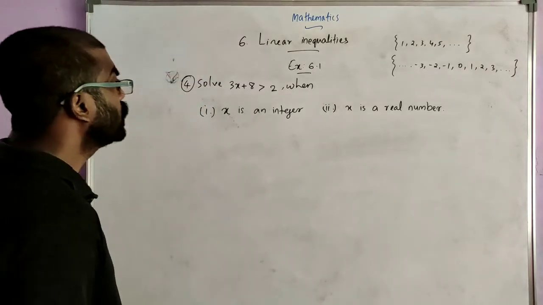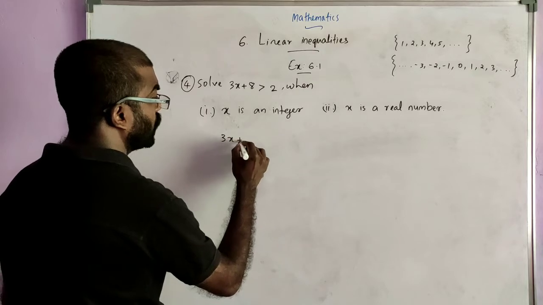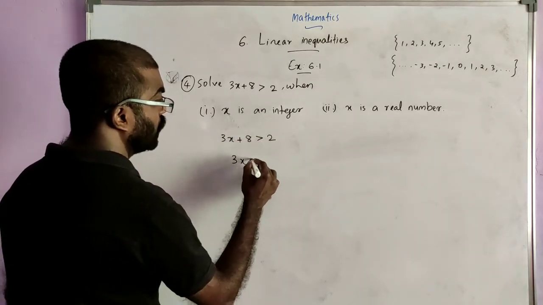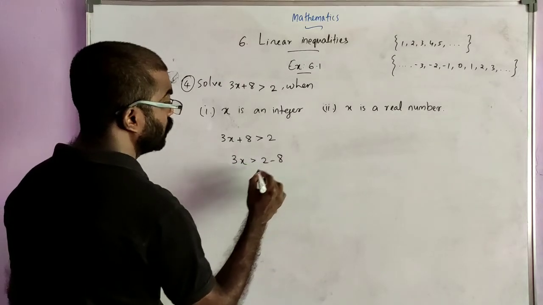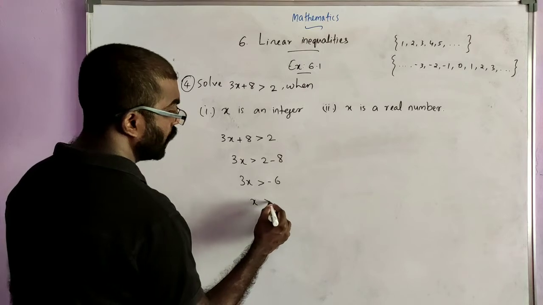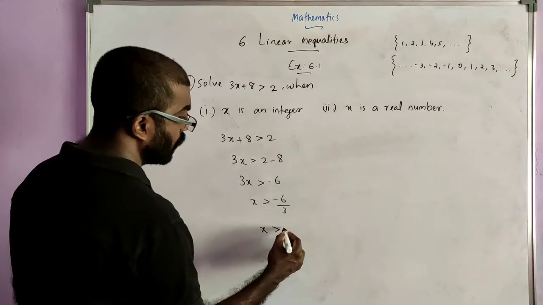Next one is solve 3x plus 8 greater than 2. 3x plus 8 greater than 2. So here 3x is greater than 2 minus 8. 3x greater than minus 6, x greater than minus 6 by 3, or x is greater than minus 2.